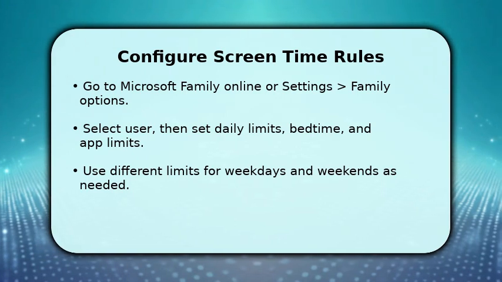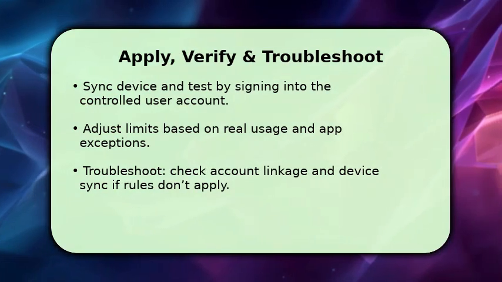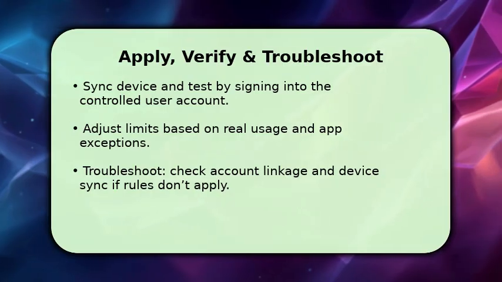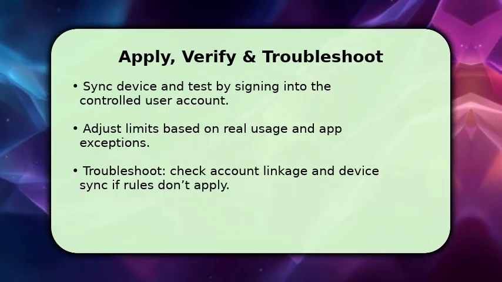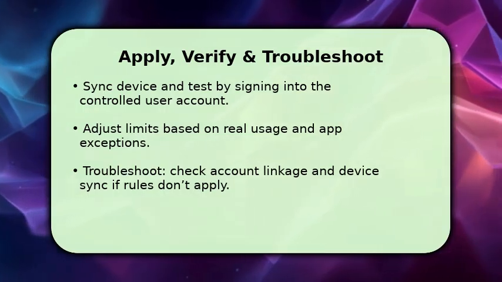Finally, apply your settings and verify them on the controlled PC by signing into that user account and running an app or browsing until the limit would trigger. If limits seem wrong, adjust durations or add exceptions for essential apps.